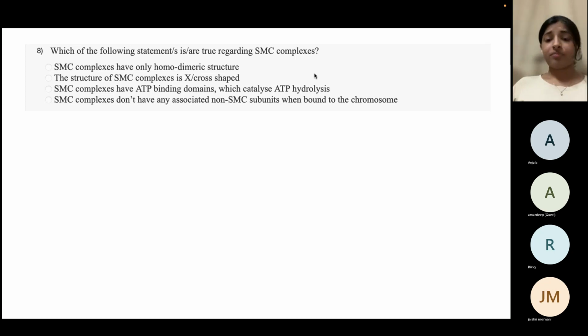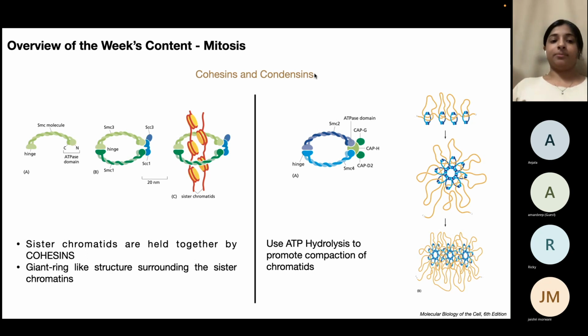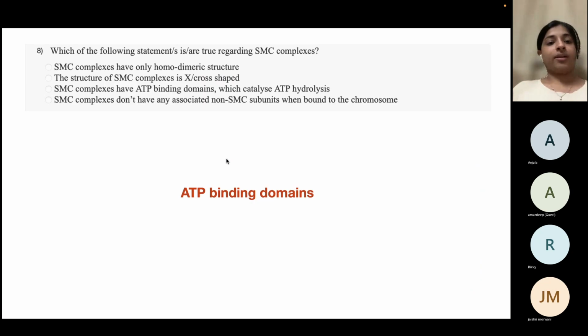So the next question was, which of the following statements is or are true regarding the SMC complex? Going back to this image, the SMC complex forms a ring-like structure. They have two different proteins associating with each other. Most commonly, they are a heterodimer, and they associate with the chromatin, and they have multiple other proteins present in the complex that serve various functions. Looking at the options, "SMC complexes have only homodimeric structure" is of course false, because more often than not, it has a heterodimer structure.